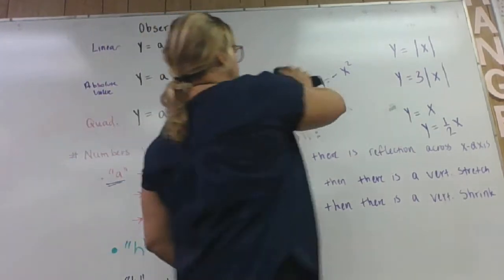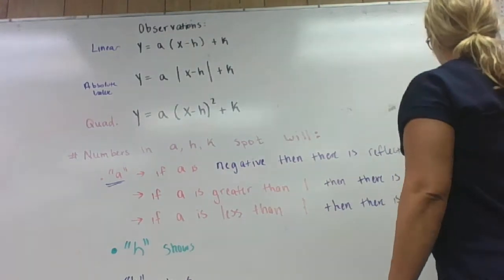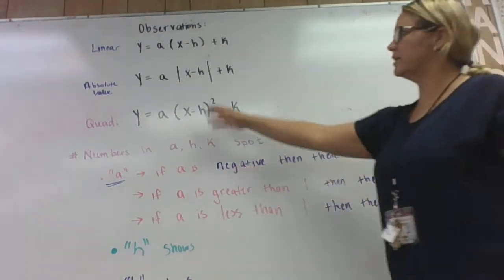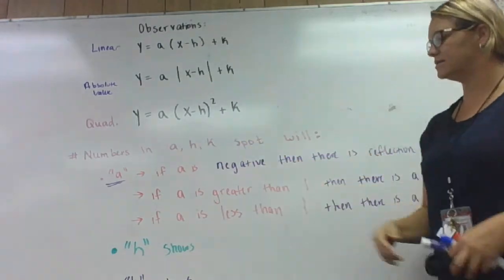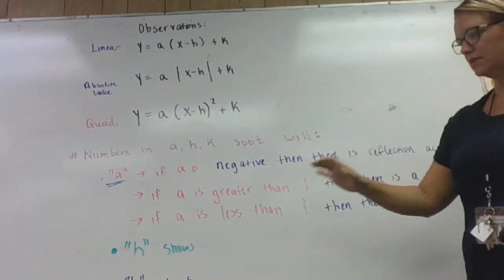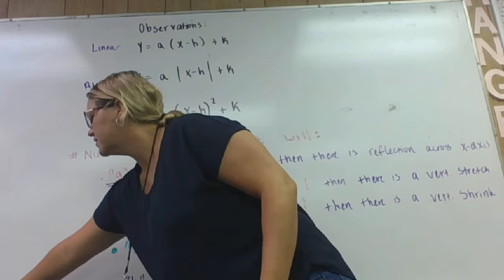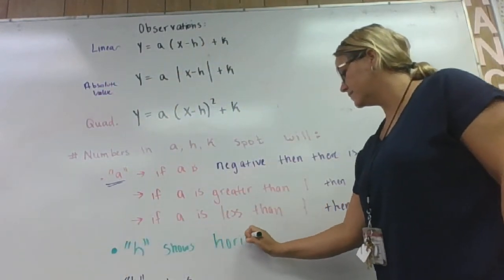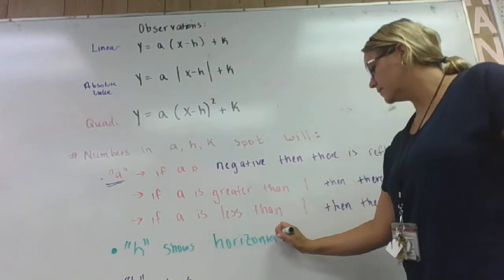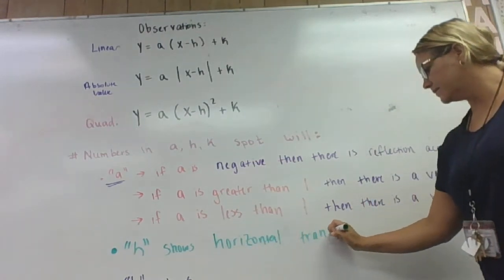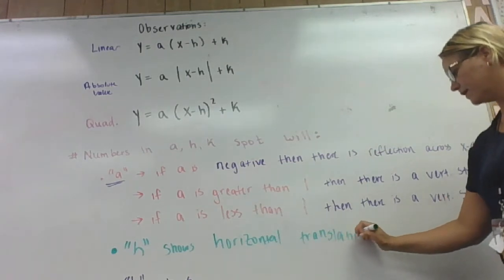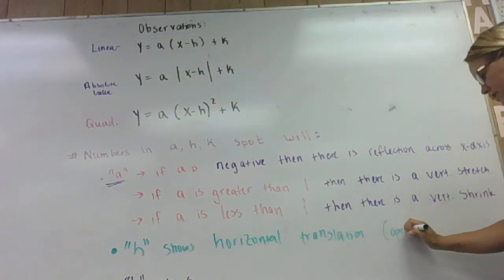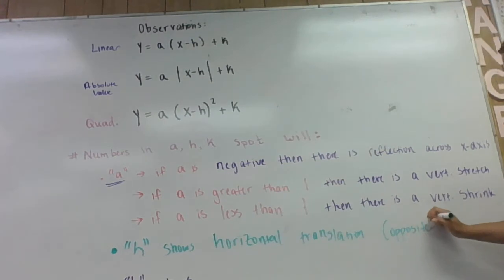H. H is a number that shows up in parentheses or brackets. H is the best one because it actually goes with the effect of the graph. H shows horizontal translation. But it's weird, it shows it opposite. We did an example Friday where I talked about how the 3 was opposite.